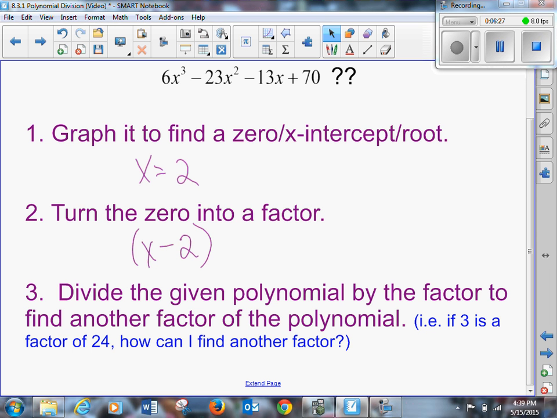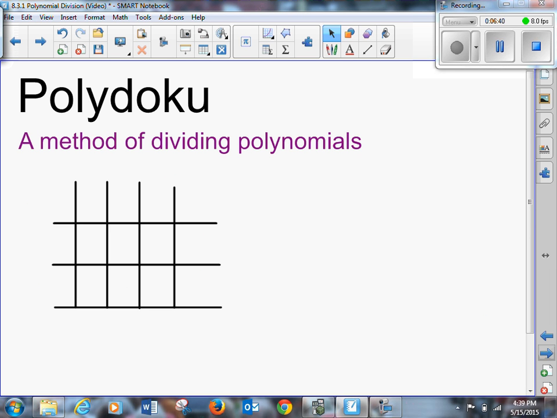So we're going to take the factor that we know and divide it into the polynomial that we were given in order to find us another factor of that polynomial. So that's our plan from here on out. In order to do that division, we have a method that's called Polydelku, and it's just like Sudoku. It's kind of named after that because we're filling in boxes. And so this is a method of dividing polynomials. So I want to show you how this one works out.